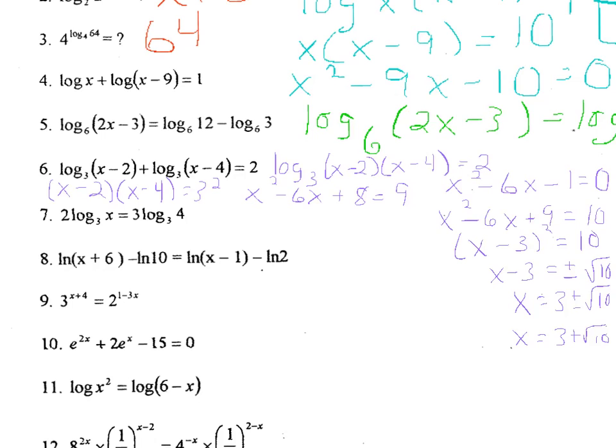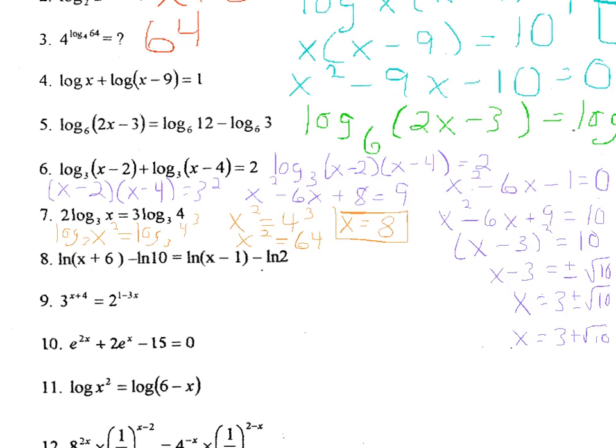For number 7, we see that we have 2 logs on one side and the bases are the same, but before we cancel them, we do need to take the coefficients and move them to the exponents first. Now we can take away the logs. So we have x squared equals 4 to the third. So x squared equals 64. So x would equal plus or minus 8, but negative 8 would be extraneous, so just x equals 8.